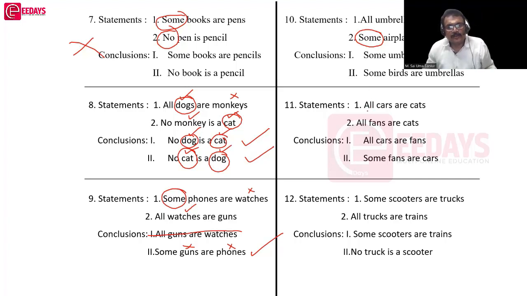Next, all cars are cats. All fans are cats. What is the middle term? Cats. Is it distributed? No. So, there is no mediate inference. Go to the next question. That's it.